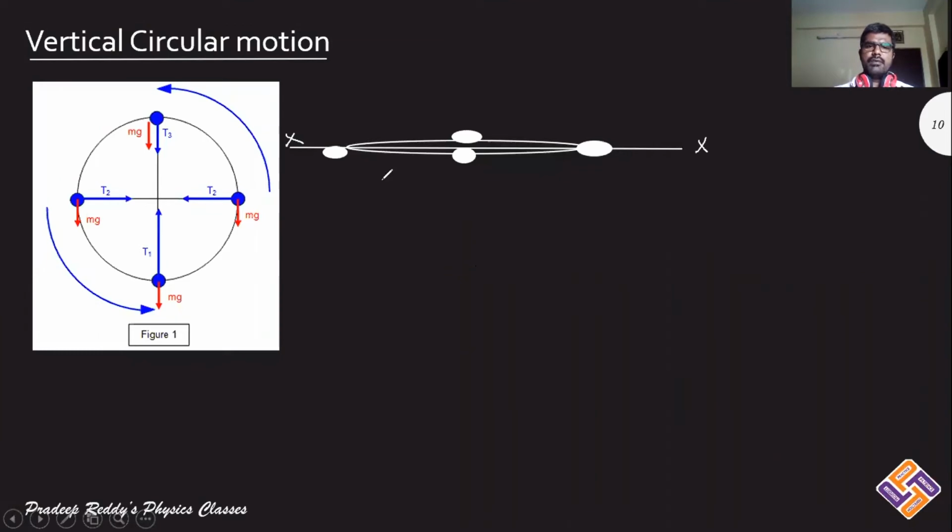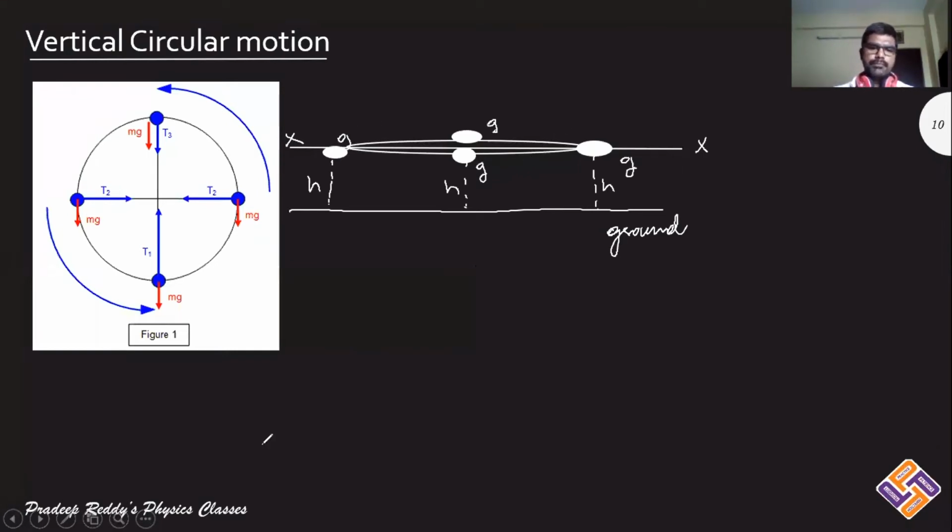If I consider this as the ground, the height h from the ground is equal for the body everywhere. This pendulum or this mass which is moving in the horizontal circular path is everywhere at the same height. Therefore, acceleration due to gravity here is g, here is g, everywhere acceleration due to gravity is g. So purely the motion is not along the y direction. Purely it is moving along the x-axis.